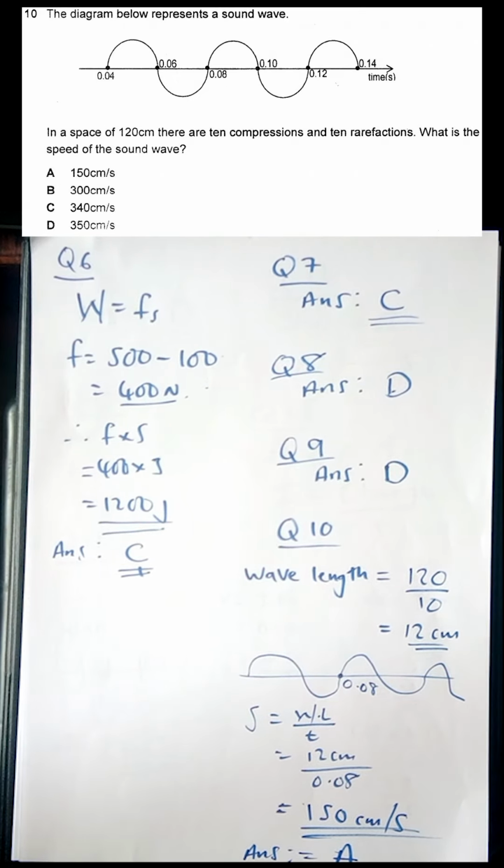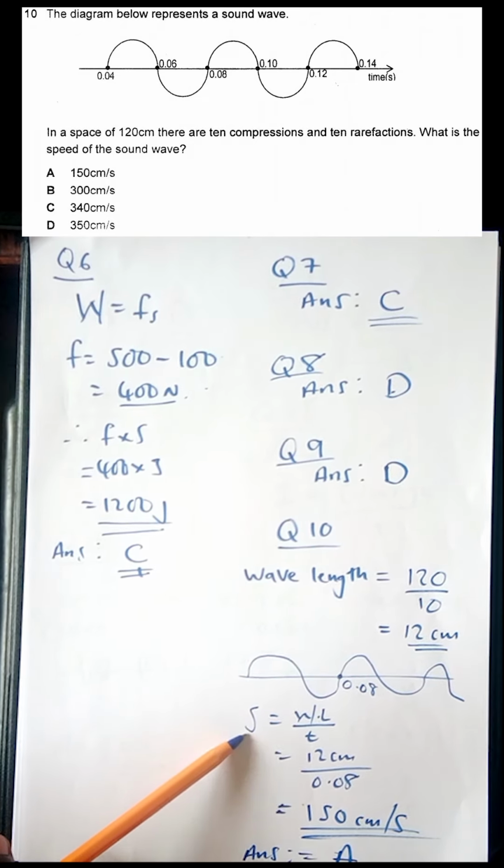Question number 10. The diagram below represents a sound wave. We are told that in a space of 120 centimeters, there are 10 compressions and 10 rarefactions. What is the speed of the sound wave? Let's find the wavelength first. To find the wavelength, we divide the distance, which is 120, by the number of waves, which is 10. So 120 divided by 10, you get 12 centimeters.